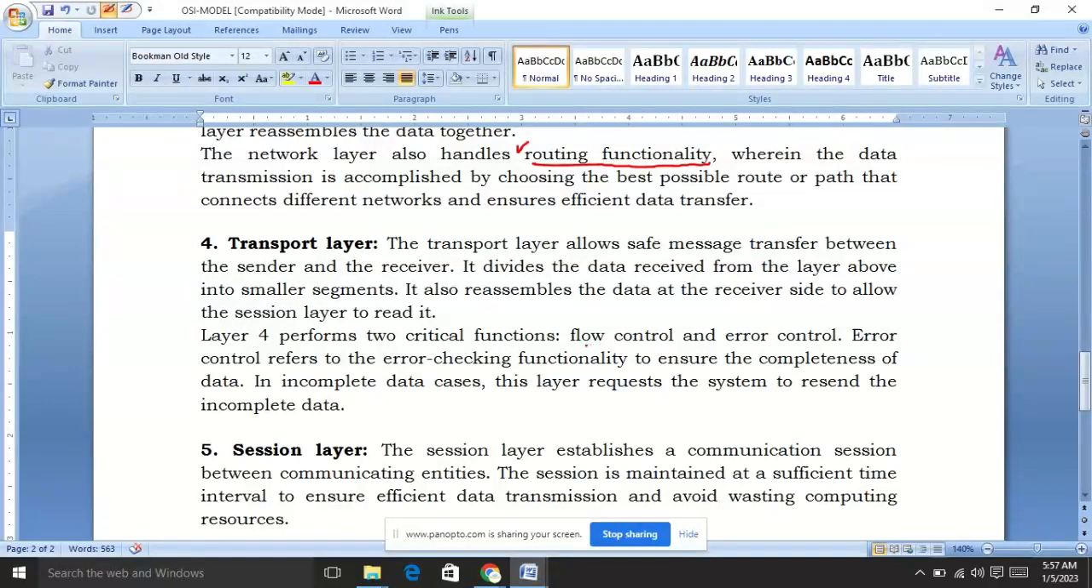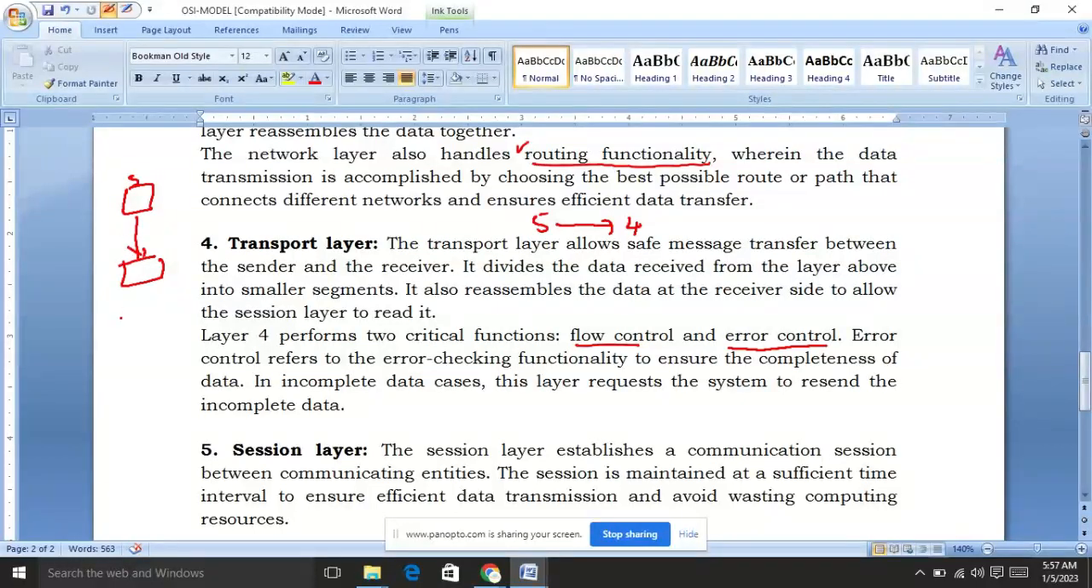The transport layer does flow control and error control, the main functions of the transport layer. The transport layer receives the data from the above layer, the session layer, layer 5. From the session layer it receives the data, and then it transfers the data to the below layers at the sender side. At the sender side, it is sent to the below layer, that is, to the network layer.